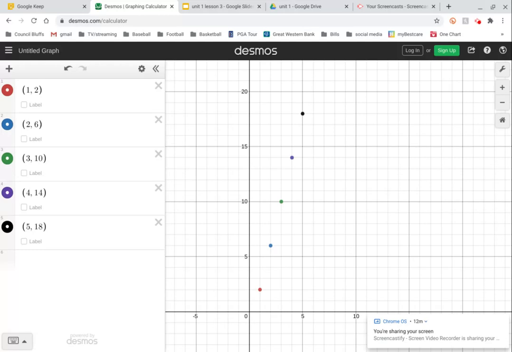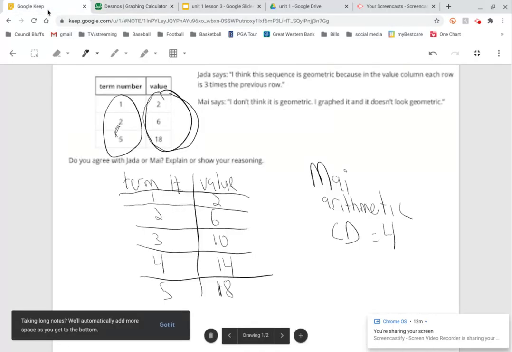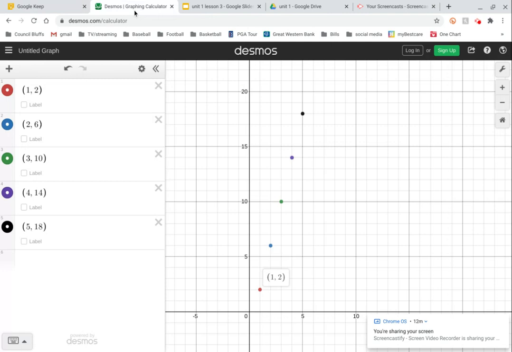If you look at this graph here, notice it can't be a geometric sequence because the graph is not exponential. The graph is clearly linear in nature. If I were to connect these dots and draw a graph, it clearly would be a straight line. And we know that if the graph is linear, it's got to be arithmetic. So to sum up, we agree with Mai because it is an arithmetic sequence. We know it's an arithmetic sequence because we're adding 4 each time and because the graph is linear.